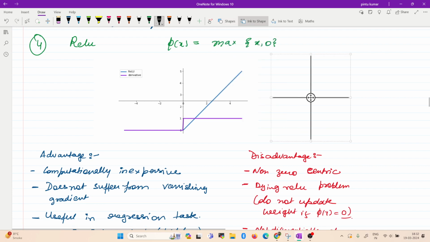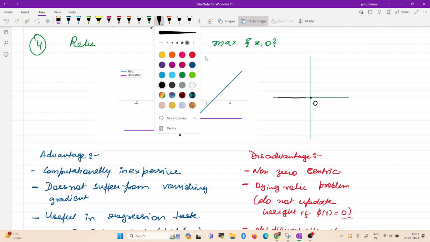Okay. So this is your 0, for both the axes. So in this graph, this x-axis 0 is here, but your y-axis 0 is here, which is not a very great way of representing, but okay. So your graph looks something like this.